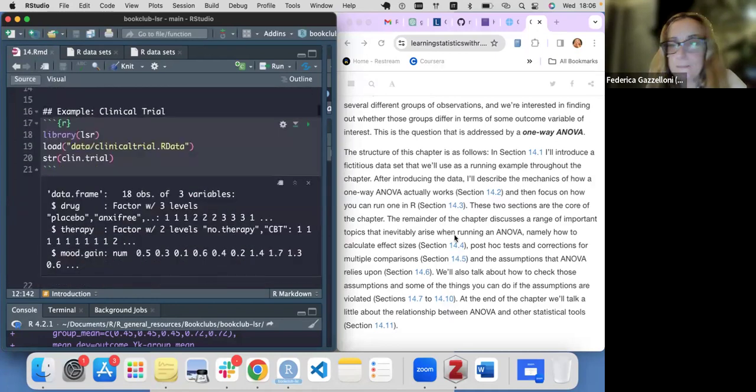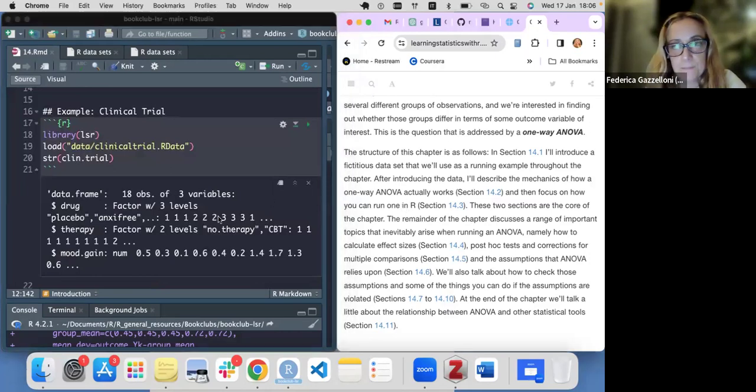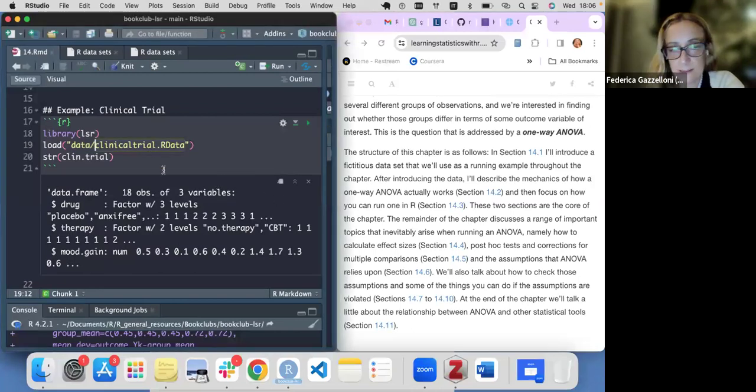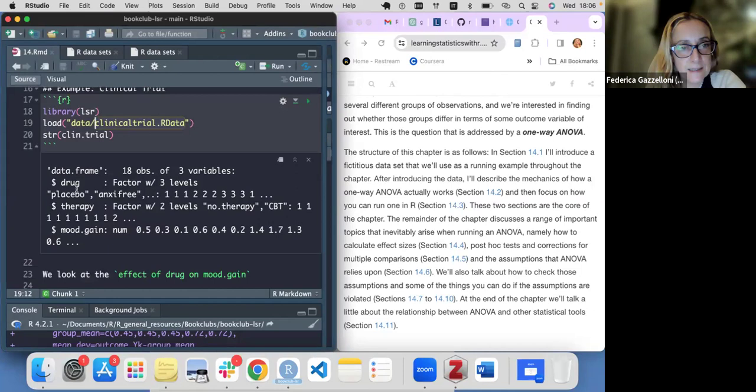Okay, so the book presents different examples with different types of data. One is the clinical trial that you can find in the data. There is a data folder on the website, and if you click on it, it downloads all the data. This data is made of two types of drugs. So it's a clinical trial, okay? Some of the people are under placebo, which is a fake drug, something that is supposed to be a drug, but it is not actually.